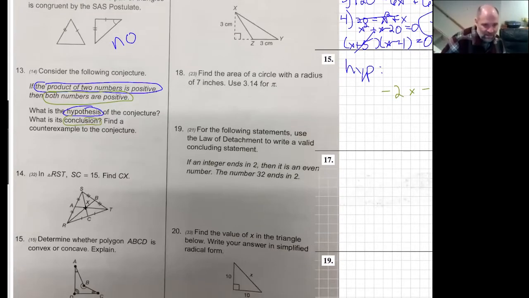All right. So RST. So SC, this guy right here, is 15. Find CX. Do you guys remember the little formula? So really, SC, sorry, I did that wrong. The whole thing is 15. So CX is 1/3 of that diagonal or that median, okay? So if SC is 15, 1/3 of 15 is 5. It's hard to see. So CX equals 5.